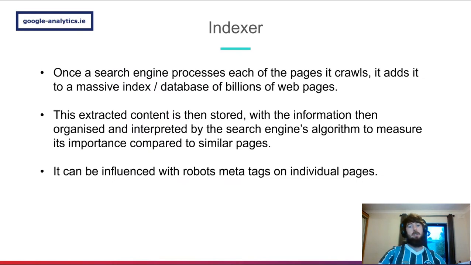So the next step then is the indexer. Once a search engine processes each of the pages it crawls, it adds it to a massive indexer database of billions of web pages. That extracted content is stored, and the information is organized and interpreted by the search engine's algorithm to measure its importance compared to other similar pages. This indexer can be influenced by robots meta tags on individual pages.